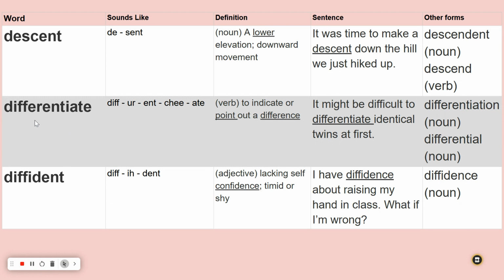Diffident means you're lacking self-confidence, timid, or shy. You might be diffident and demure. I have diffidence about raising my hand in class. What if I'm wrong? I have some diffidence. That's the other form.